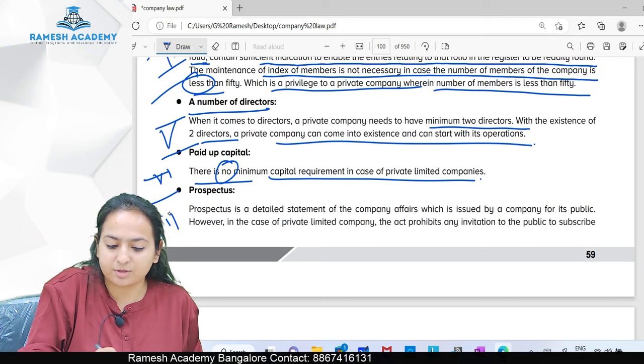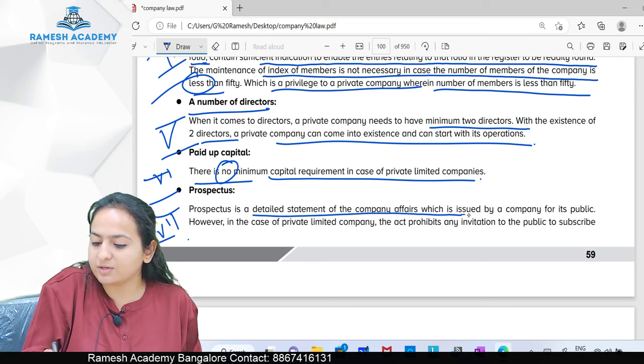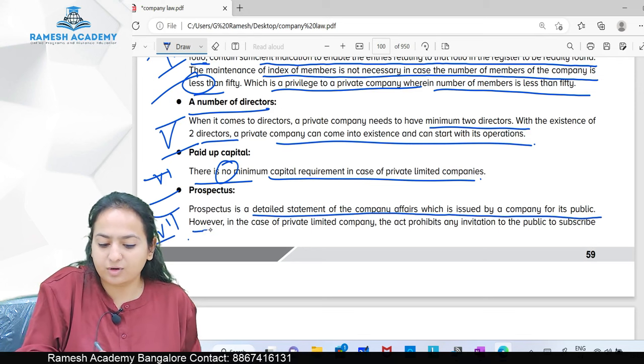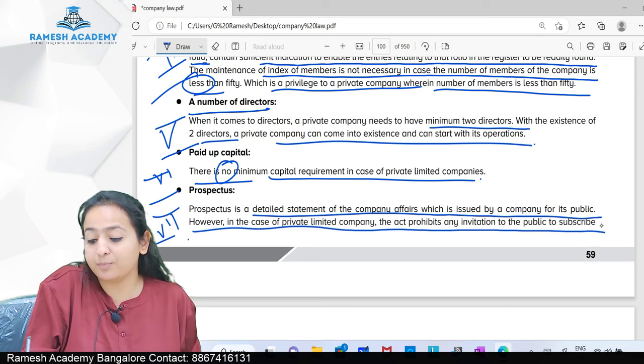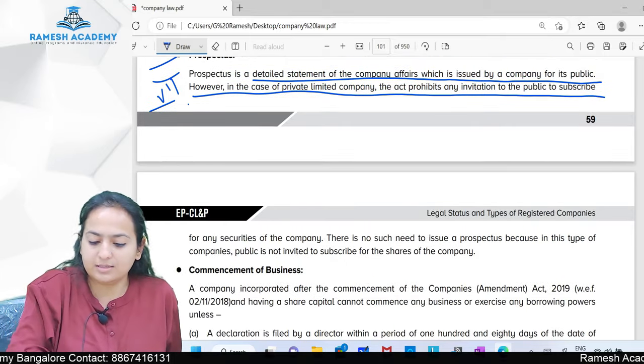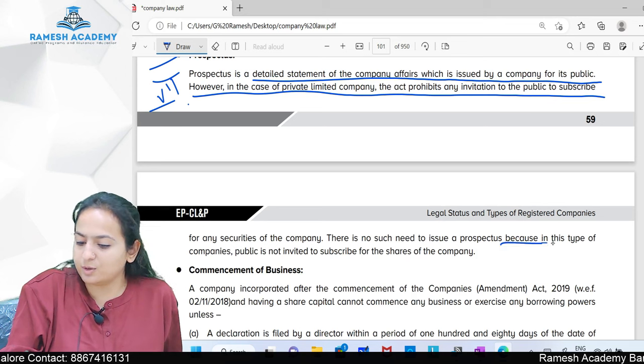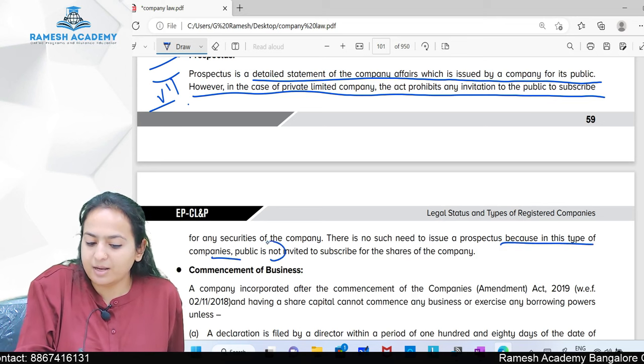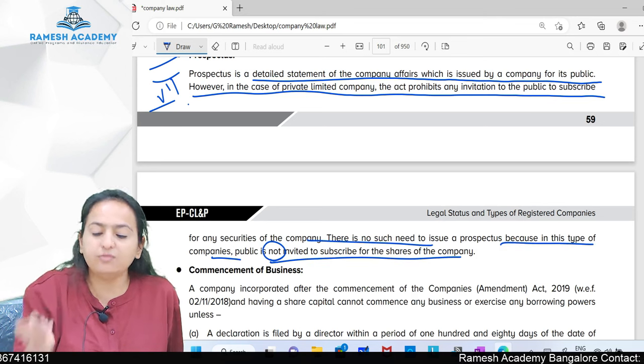Seventh, prospectus. A prospectus is a detailed statement issued by a company. However, a private company prohibits any invitation to the public to subscribe for its shares. There is no need to issue a prospectus because in this type of company the public is not invited, so there is no need of a prospectus.